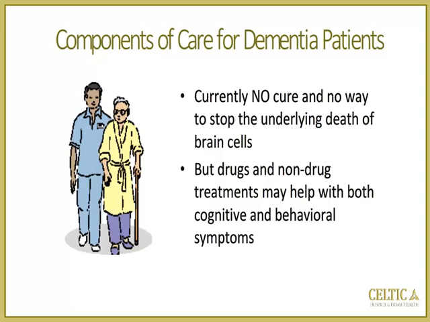Now we're going to take a look at components of care for dementia patients. Care of a person with dementia can be difficult and complex, and currently there is no cure and no way to stop the underlying death of brain cells. But drugs and non-drug treatments may help with both cognitive and behavioral symptoms.